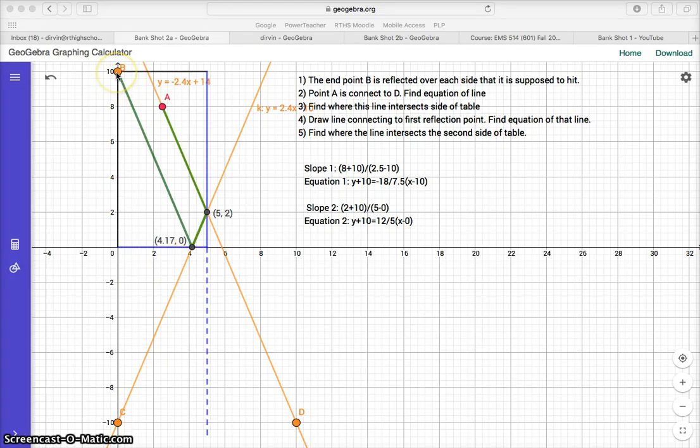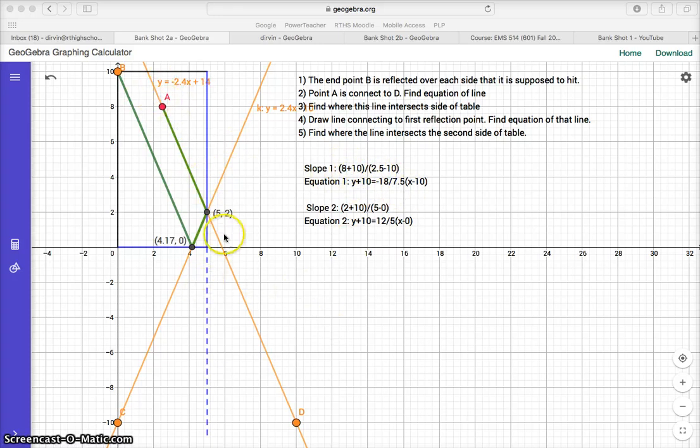So I've reflected ball B over the wall down here to C, and then C reflecting over the other blue wall gets to D. Then I've drawn a line connecting A to D, and I found the equation of that line by using those 2 points and finding the slope and then finding the equation of that line.